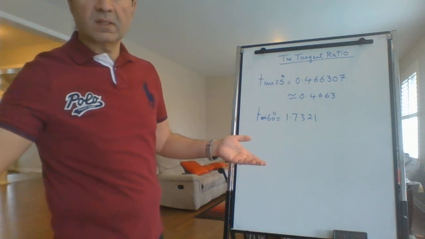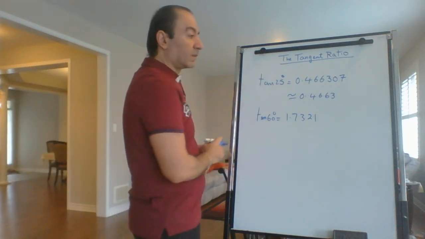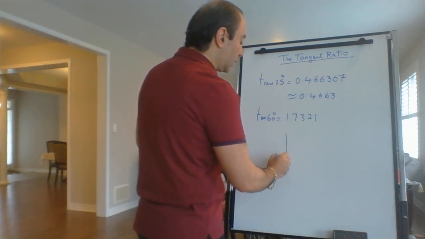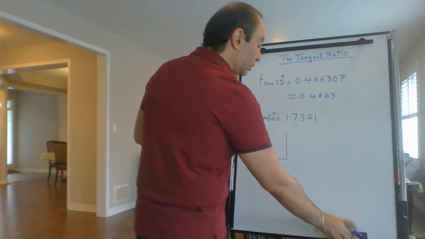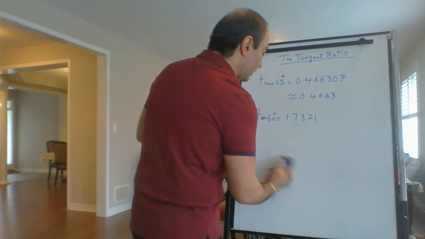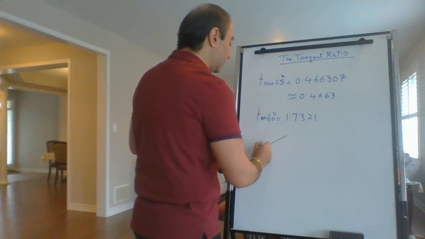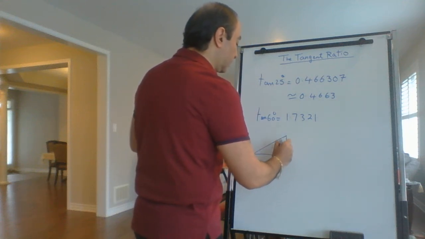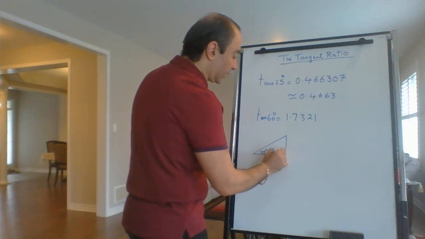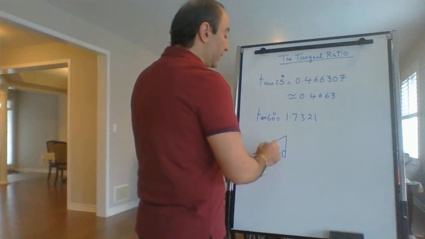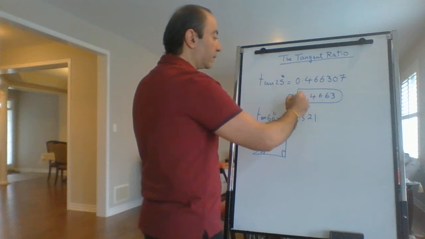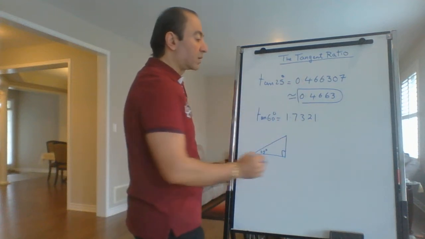But this is not just a number. What does this mean? It means no matter how big or small your triangle is, if you have a right triangle and the angle is 25, then the ratio between the opposite and the adjacent has to equal this number. The ratio has to be equal to this number.